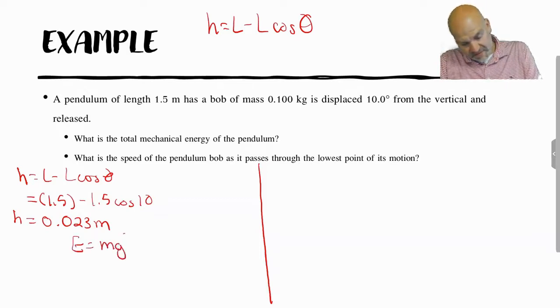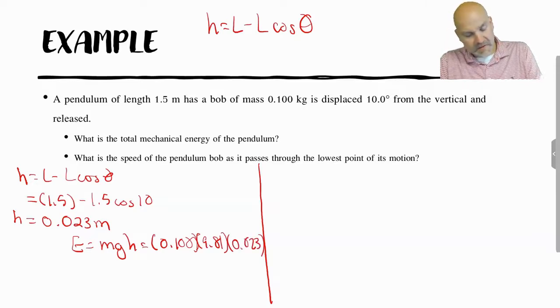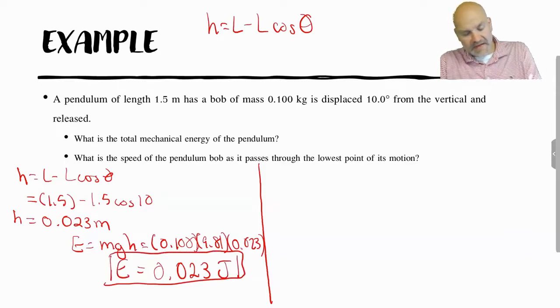And so the energy for the system is going to be simply mgh, or 0.100 times 9.81 times 0.023. Okay, and then the energy of the system is approximately 0.023 joules. Okay, and why is that? Because this is basically 10 times 1/10 is 1, right? And the only thing left there is that 0.023. Okay, so now let's find the speed, right?